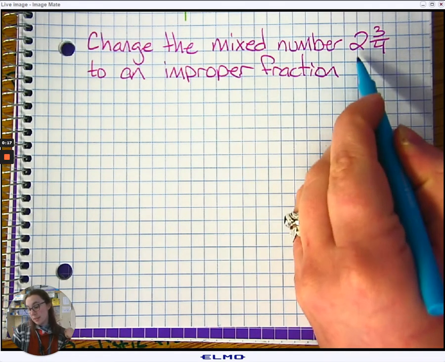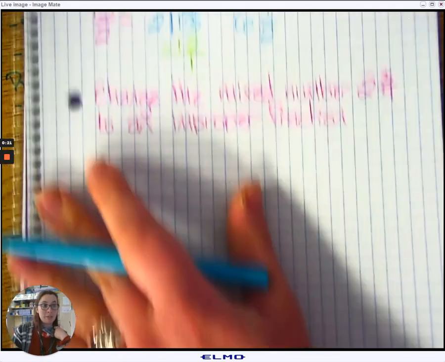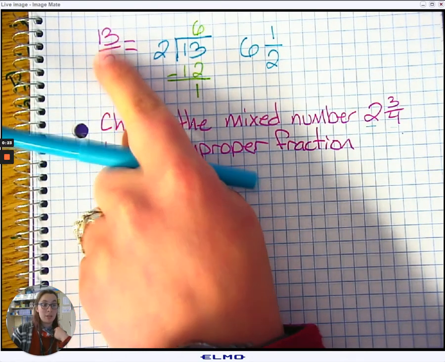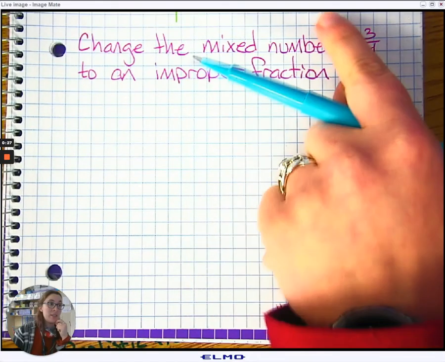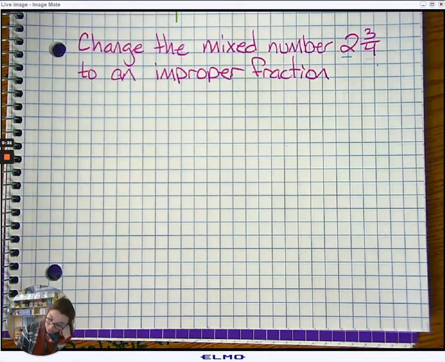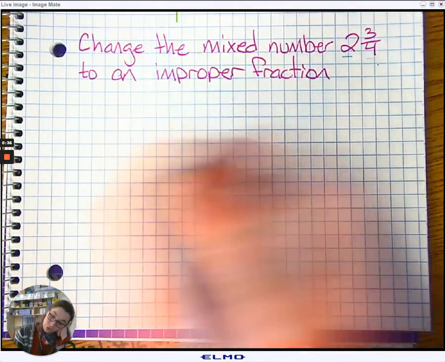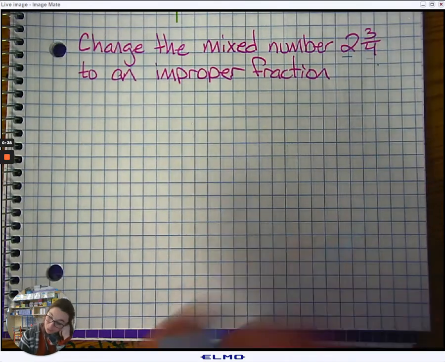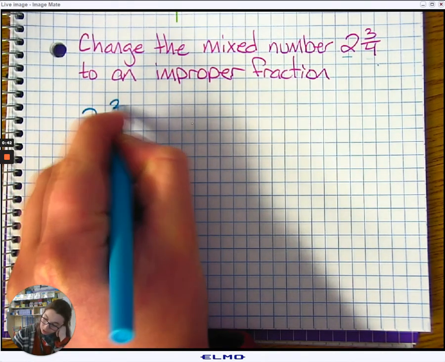Remember, a mixed number is a whole number with a fraction attached, whereas an improper fraction looks a bit like this, with a bigger number on top. So we're changing this into an improper fraction. Now we do that by multiplication. To go from the other direction, we divide. To go this way, we multiply. So we have this fraction, 2 3/4.